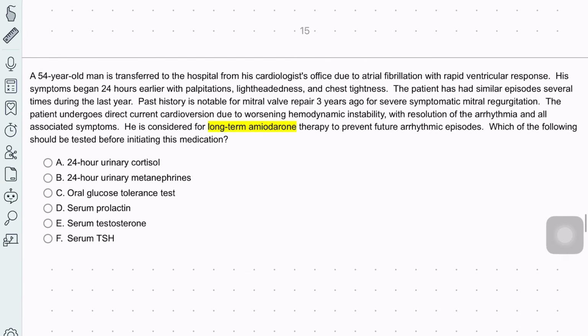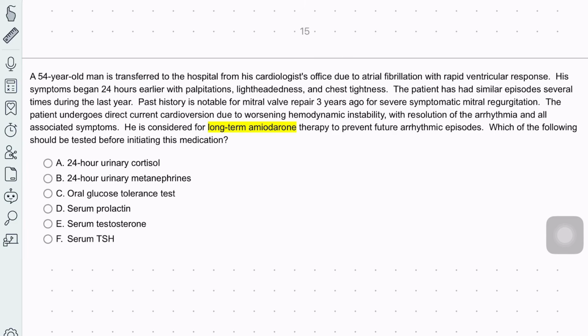Next question. A 54-year-old man is transferred to the hospital from his cardiologist's office due to atrial fibrillation with rapid ventricular response. His symptoms began 24 hours earlier with palpitations, lightheadedness, and chest tightness. The patient has had similar episodes several times during the last year.